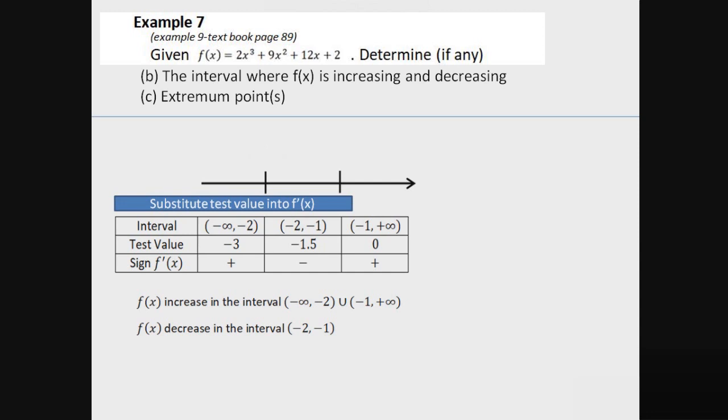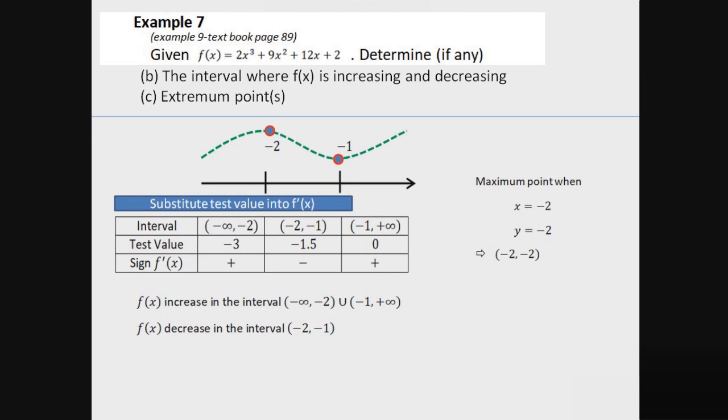So it is obvious in the figure shown, the maximum point is when x is equal to negative 2 and there is a minimum point at x is equal to negative 1. So to get the points, we need to substitute. For the maximum point, x is equal to negative 2. Substitute x into f(x), and we'll get the y value as negative 2. So the coordinate of the maximum point is (negative 2, negative 2).